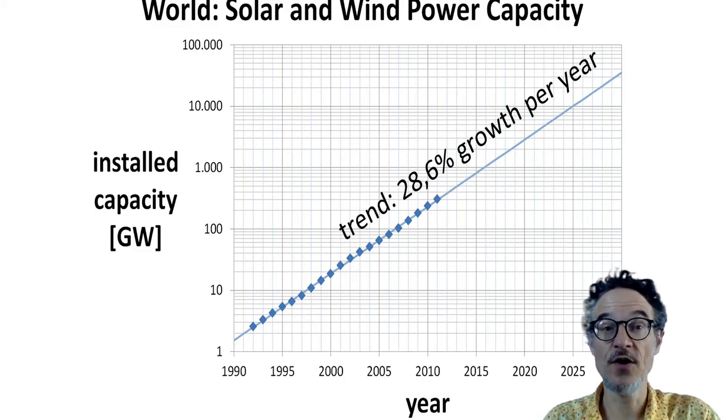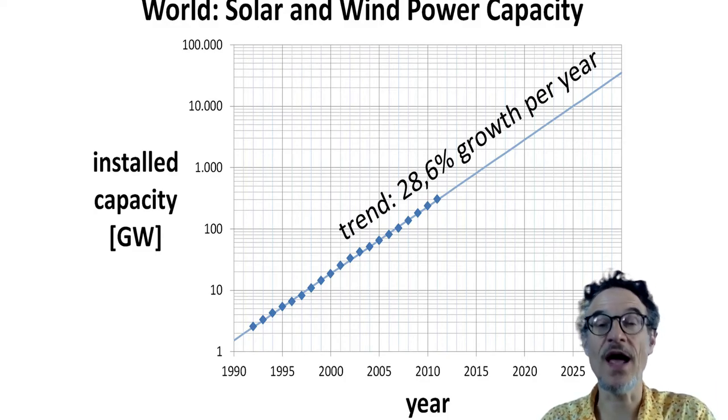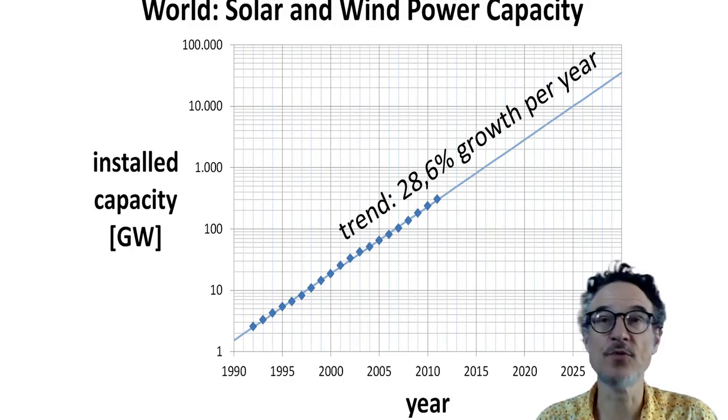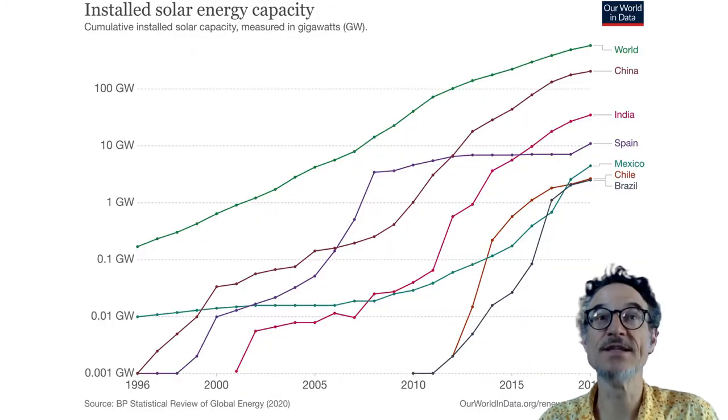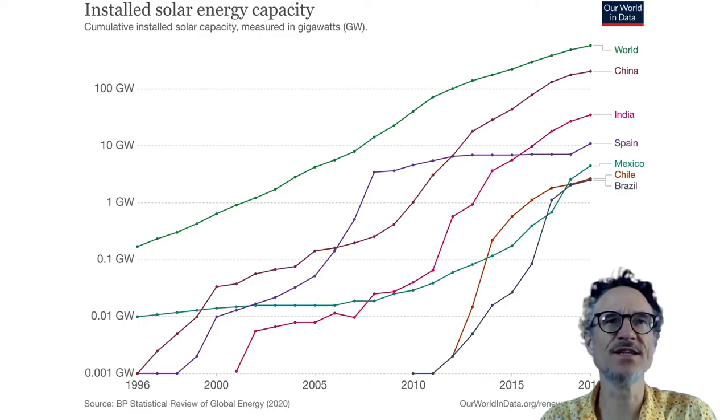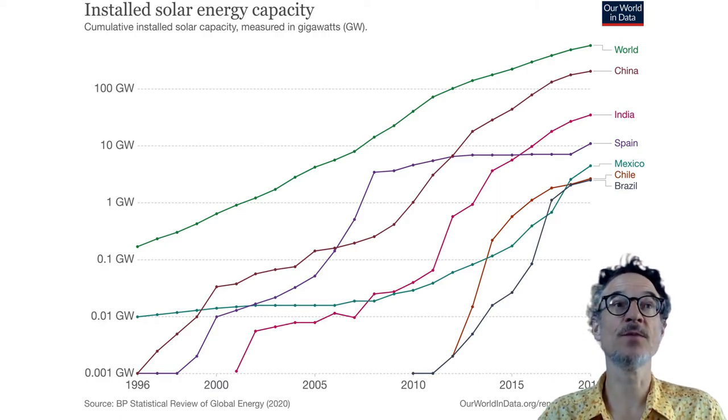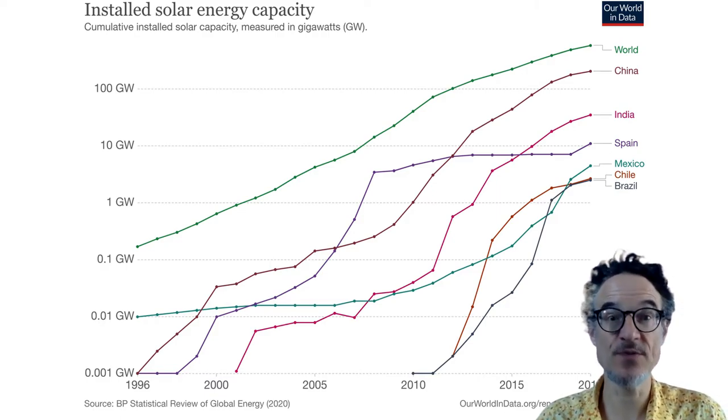So every year, this is solar and wind power. There's more and more every year. This is more recent data. And we can see the top graph is the world installed. So this is just solar power, how much solar power there is in the world. And it's going up and it keeps going up.